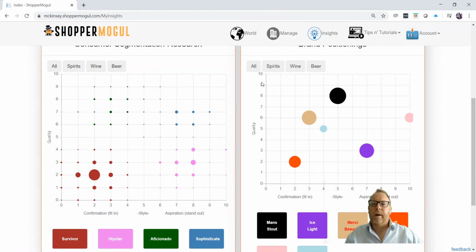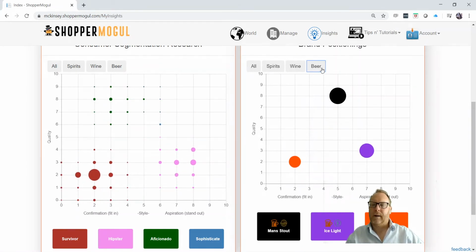Now, I'm not going to get too philosophical about this, but all of these charts you can also drill into for the specific categories that you're interested in. So if I'm only interested in beer, I can click on beer and it'll filter just the brands in the beer world. And on the left, we can see similarly the consumer segmentation data is also filtered to just show me the responses of shoppers who buy beer.